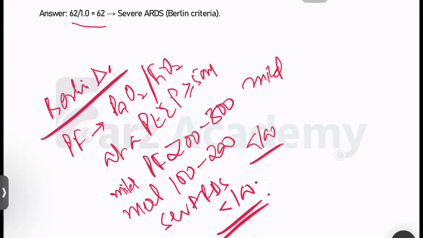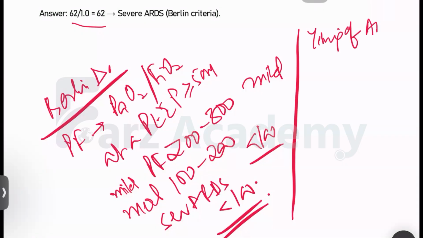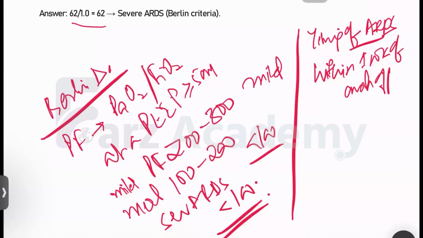As far as the criteria, paraquat injury is not ARDS, that is pulmonary fibrosis. So the timing of ARDS is very important. That is within 1 week of onset of the problem, for example pneumonia, for example septicemia. This is the first criterion.